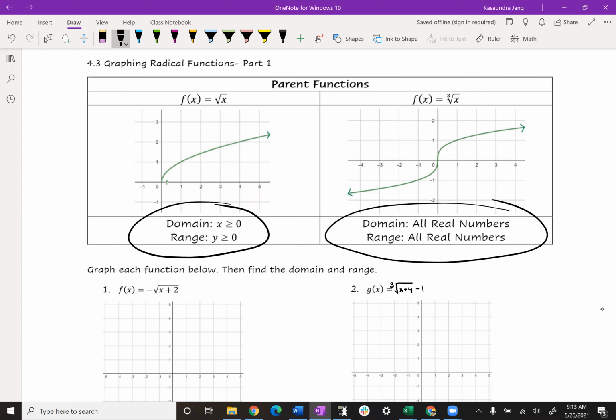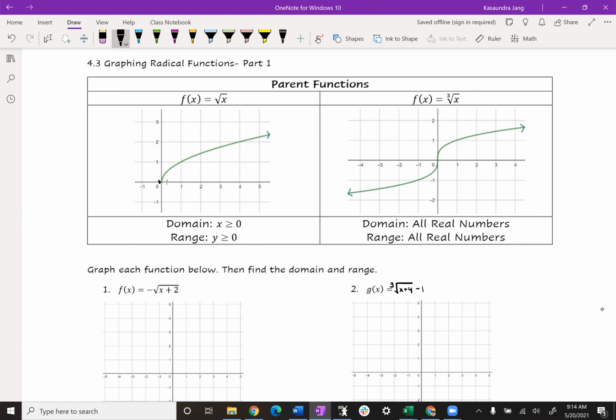The square root has all the x's that are greater than or equal to 0. It does actually equal that 0, (0, 0), but nothing less than 0 is in my graph. And then for my range, all the y values are also greater than or equal to 0. So nothing less than 0, though. I did not hit any negative y values.